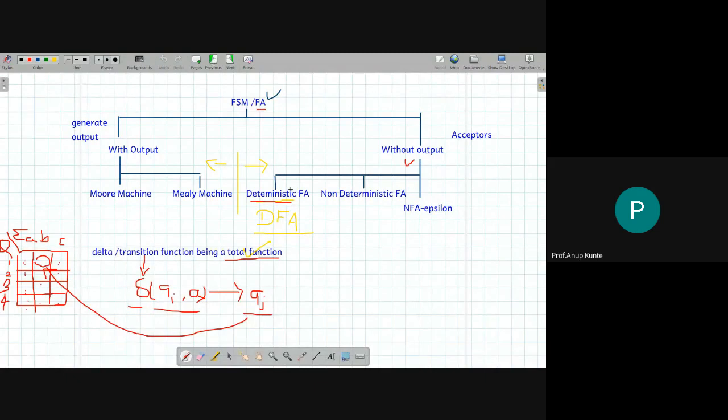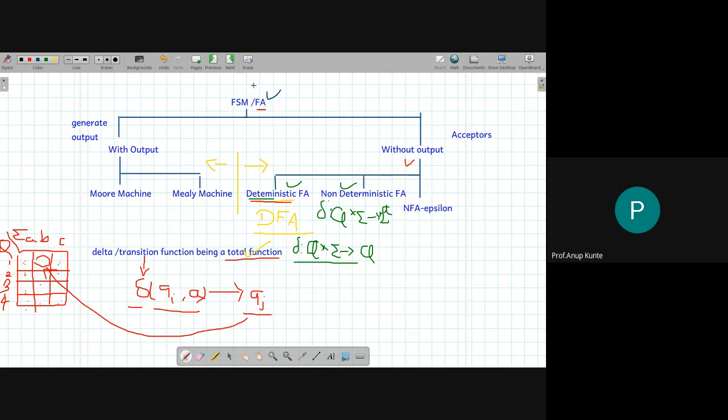For FA without output, we now know how to define a deterministic FA and how to define a non-deterministic FA. We know that delta for deterministic FA is going to be Q cross sigma mapped to Q, which is going to have an additional property of being a total function. And for non-deterministic finite automata, its transition function is going to be Q cross sigma mapped to 2 raised to Q. So now we know two kinds of devices in this category: one is called deterministic finite automata, the second one is called non-deterministic finite automata. I hope these things are clearer to you.